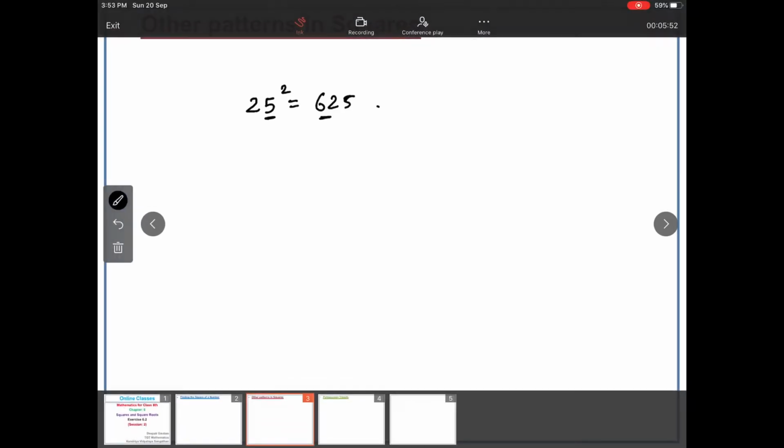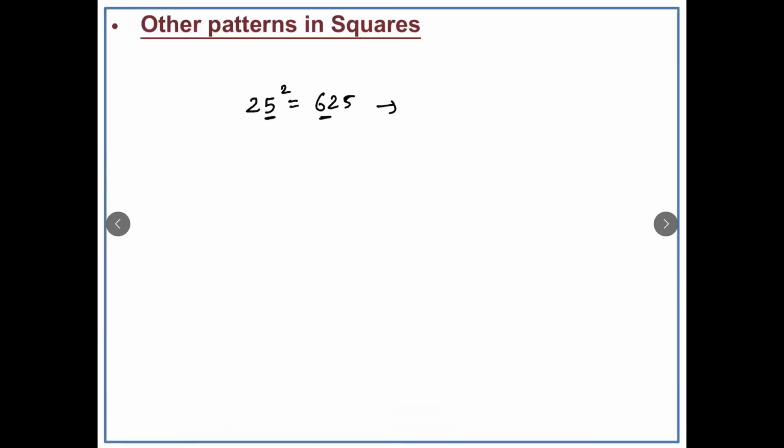Next topic is other patterns in square numbers. We have one more interesting pattern in square numbers, which is when we are to find the square of a number having 5 at the unit place, we can use this pattern. Suppose we have the number 25. That means this number has 5 at the unit place, and the square of 25 is 625.